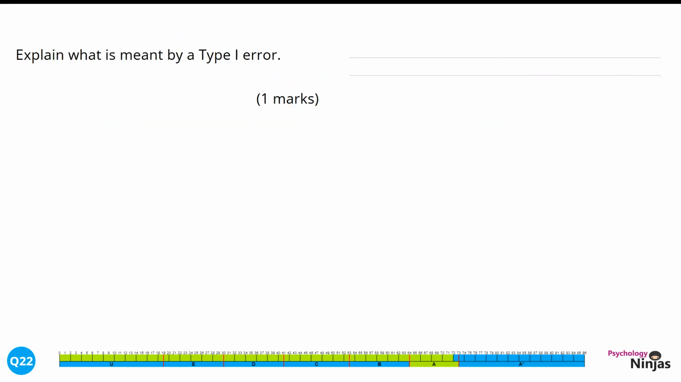Explain what is meant by a type 1 error, 1 mark. Our question has the command word explain, which means we need to give some detail and extension to our definition. We have some assumed psychological knowledge here in not only knowing about what errors are, but what a type 1 error is. This is a knowledge question, so our marks here are all AO1.